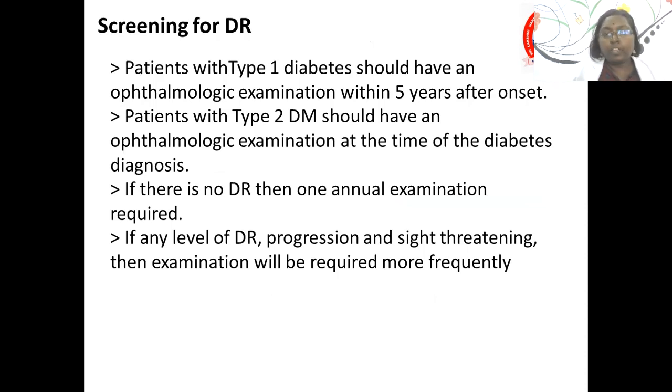In type 1 diabetes, the eye examination should be within 5 years of onset, and in type 2 diabetes, ophthalmic examination should be done at the time of diagnosis. If there is no diabetic retinopathy, then your patient can be followed up annually. If there is any level of NPDR or PDR, depending upon the level of severity, the patient should be examined frequently.